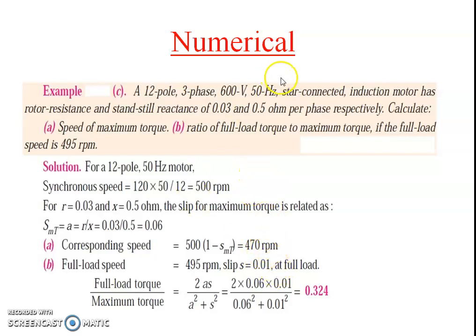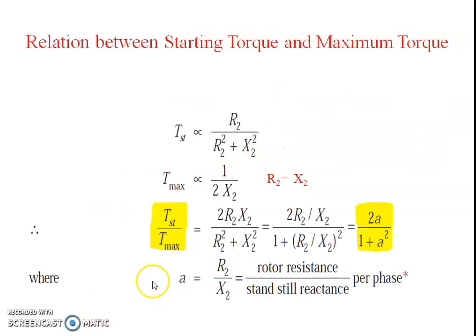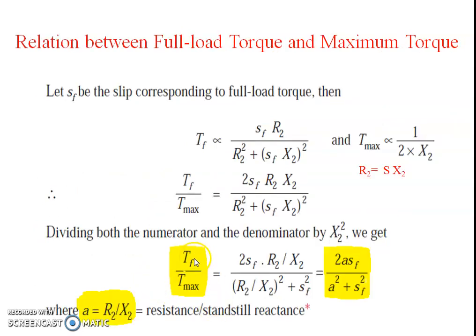Again, the second condition they have given: the ratio of full load torque to maximum torque, if the full load speed is 495 rpm. That means if this full load speed is 495 rpm, then I have to calculate the ratio of full load torque to maximum torque. But I know the formula. Where is the formula? This one I have taken for the full load torque to maximum torque. What is the formula?